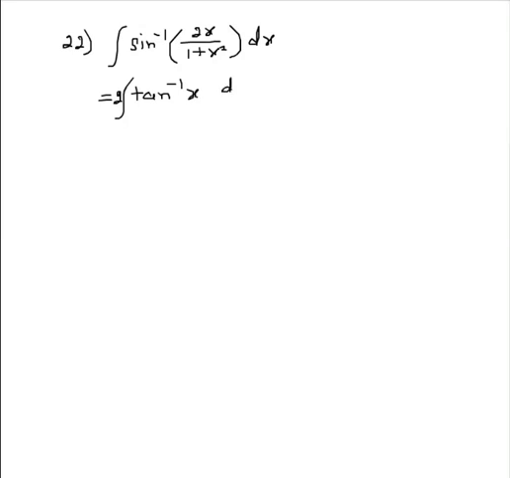Now in exercise 7.6, question number 22 and 23 are left. They are very simple questions. Question number 22, integral sine inverse of 2x divided by 1 plus x square dx. We have a formula for this which we studied in inverse trigonometric function lesson. This is 2 tan inverse of x. 2 is a constant, so take it outside the integral.